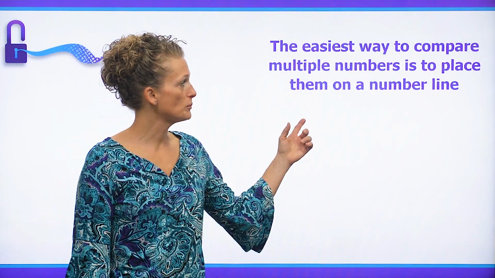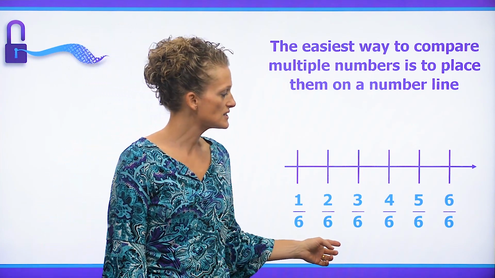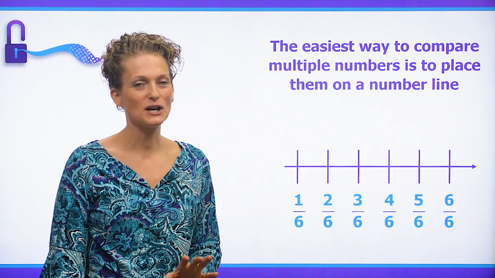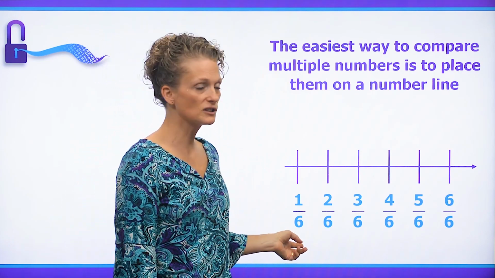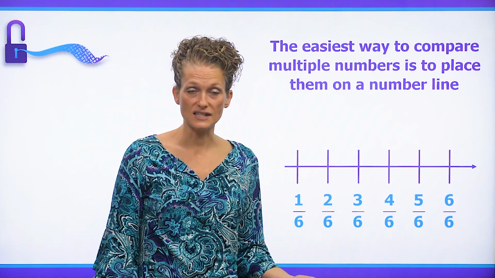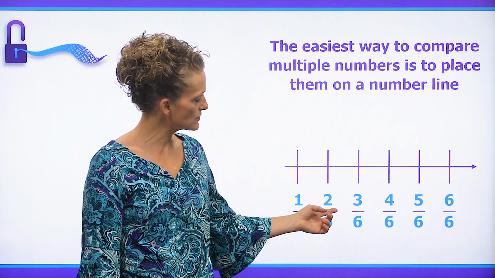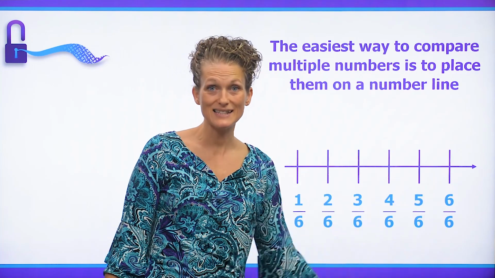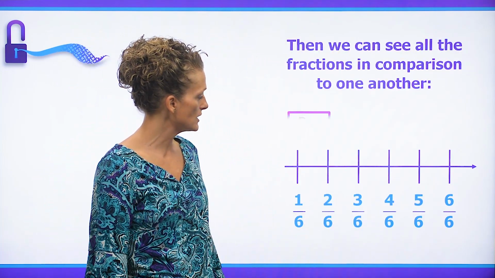The easiest way to compare multiple numbers is to place them on a number line. So let's do that. You may have noticed that all of the denominators were the same. They were all sixths. So here we have a number line that consists of sixths, and we have 1/6, 2/6, 3/6, 4/6, 5/6, and 6/6. Let's go ahead and place our fractions on the number line.